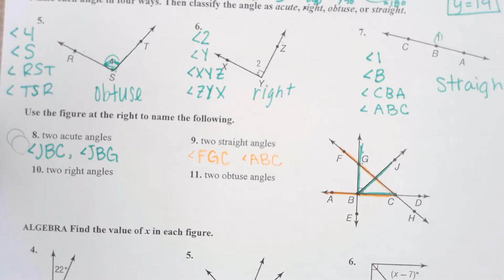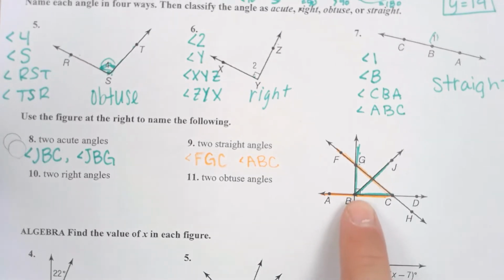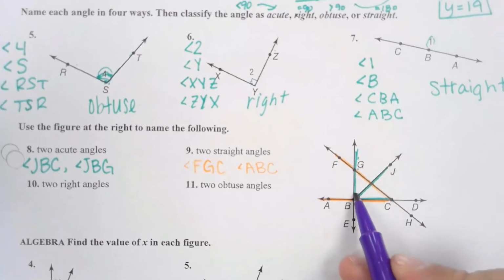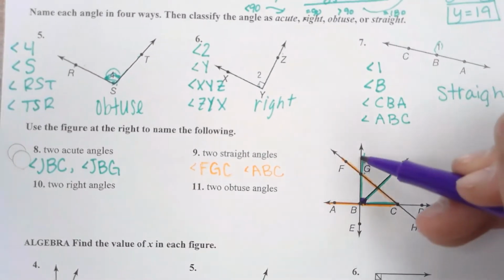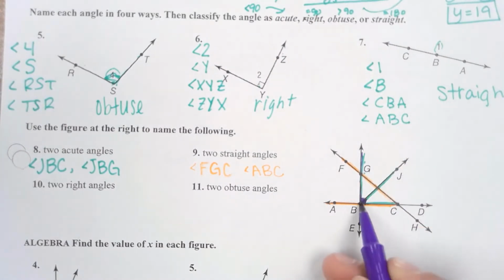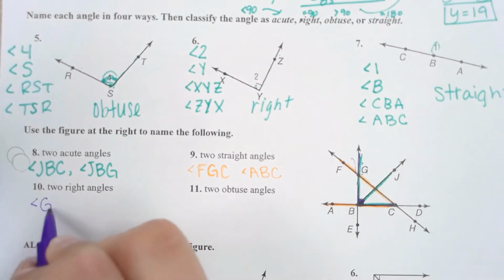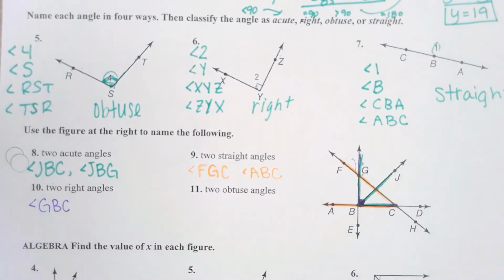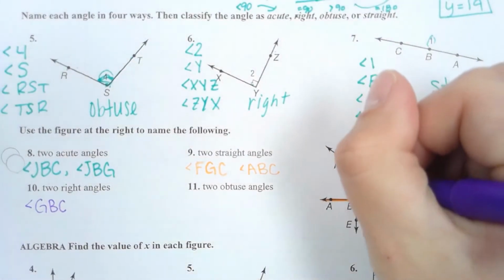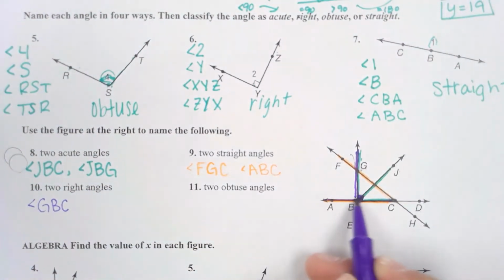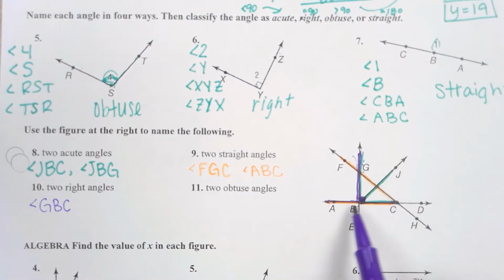Okay, so next part is I need to name 2 right angles. So I'm looking for where my box is at. So notice how my box is right here. So I can name this angle GBC, because that would form my right angle. So angle GBC. And if you just go the opposite way, that would also form a right angle. So I can name it GBA.